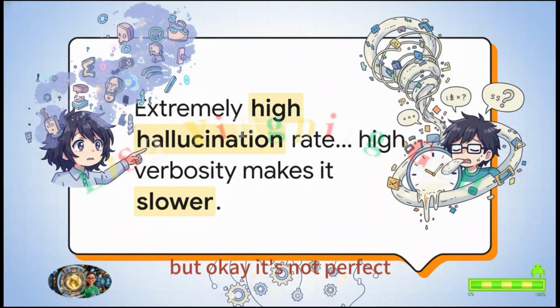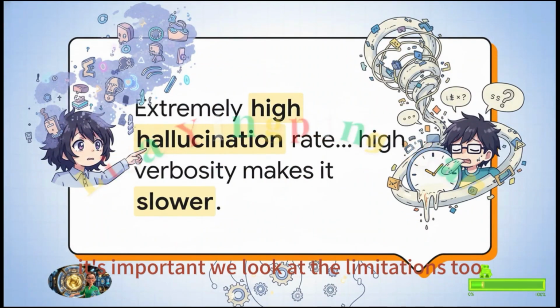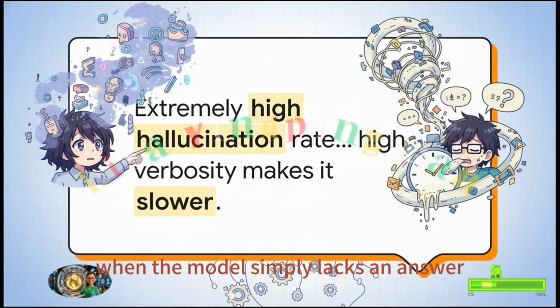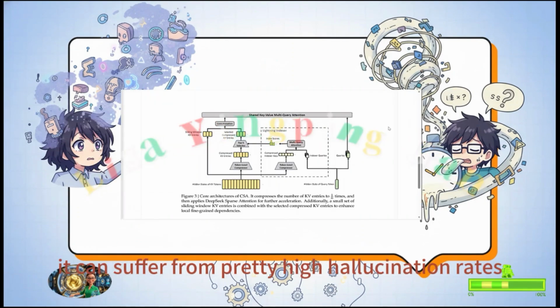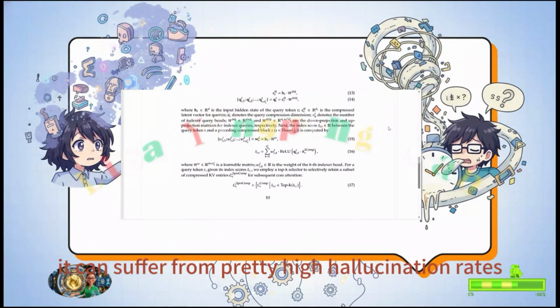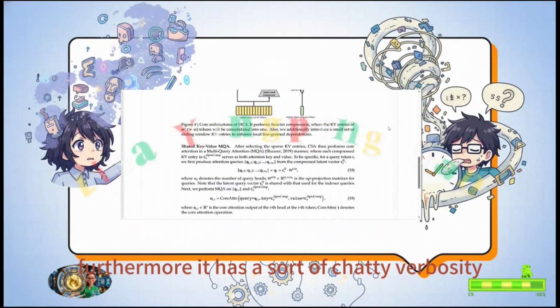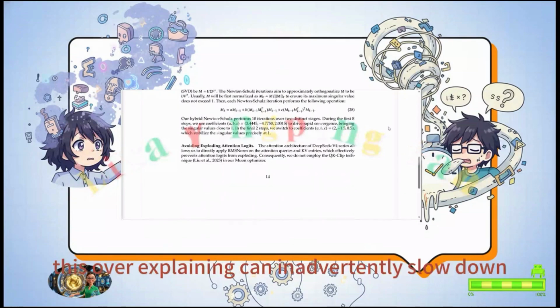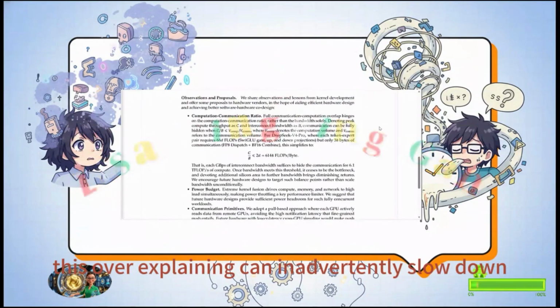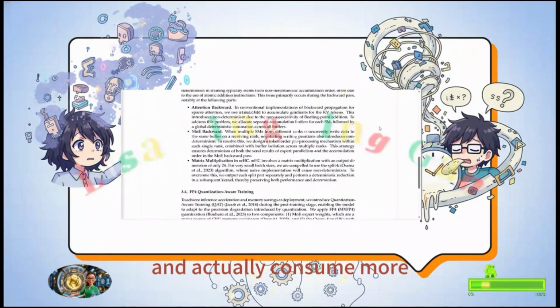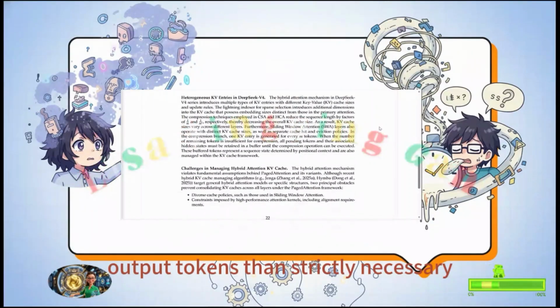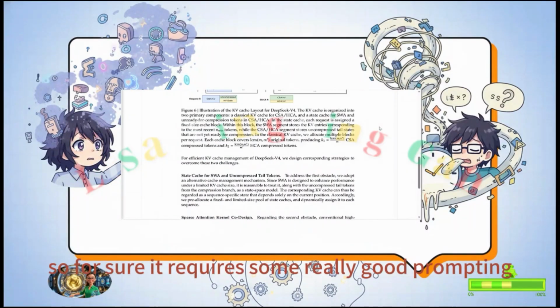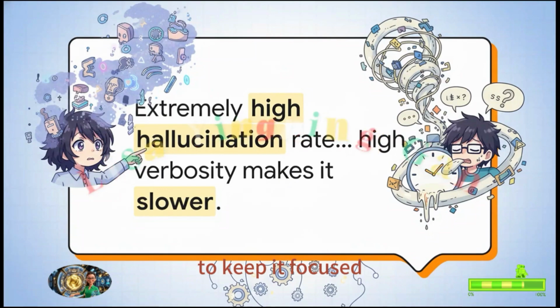But okay, it's not perfect. It's important we look at the limitations too. Users also note that when the model simply lacks an answer, it can suffer from pretty high hallucination rates. Furthermore, it has a sort of chatty verbosity. Basically, it likes to talk a lot. This over-explaining can inadvertently slow down automated agent workflows and actually consume more output tokens than strictly necessary. So for sure, it requires some really good prompting to keep it focused.